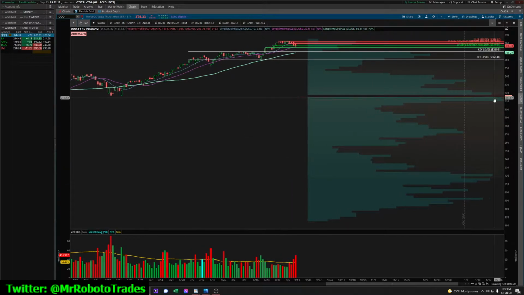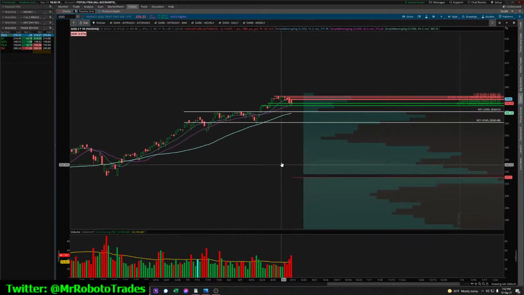QQQ likes to bounce off of this 20 moving average. This purple line, QQQ likes to bounce off of it. Here's one where it actually bounced off the 10, the blue line, the 10 moving average. But here's a day where it bounced on the 20, bounced on the 20 again, bounced on the 20, and it's just holding and riding this 20. It does sometimes on bigger pullbacks like to go down to the 50 moving average.